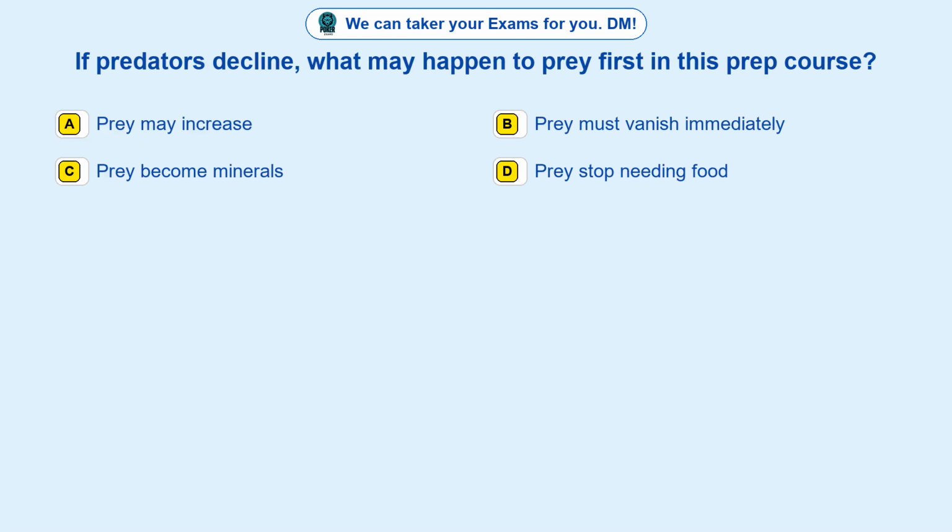Question 18. If predators decline, what may happen to prey first in this prep course? Option A. Prey may increase. Option B. Prey must vanish immediately. Option C. Prey become minerals. Option D. Prey stop needing food.